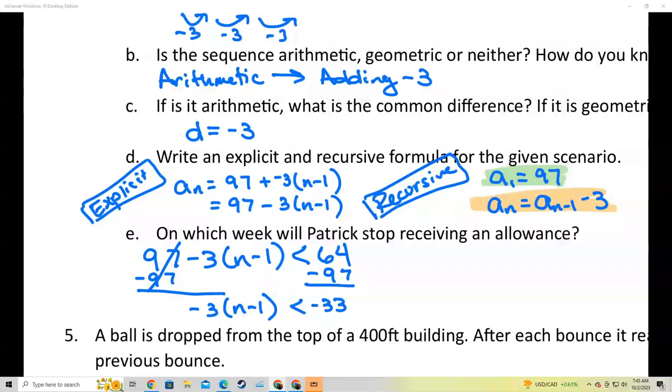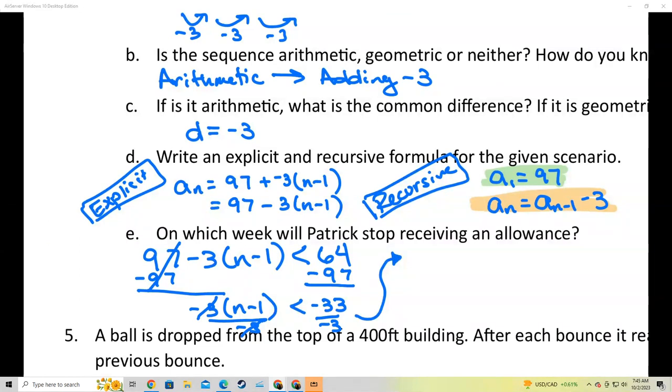Okay, really weird rule. I need to get rid of that times negative 3. I'm going to divide that by negative 3 on both sides. But when you divide by a negative, you need to switch the sign of the inequality. That's a rule that sometimes students forget.